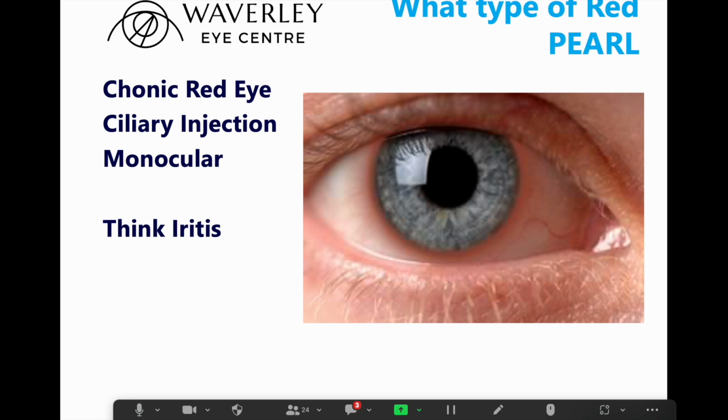Weeks or months. So the pearl here: if you've got a chronic red eye with ciliary flush like this that's monocular, think, is there a possibility this might be an iritis? Because they're pretty common.